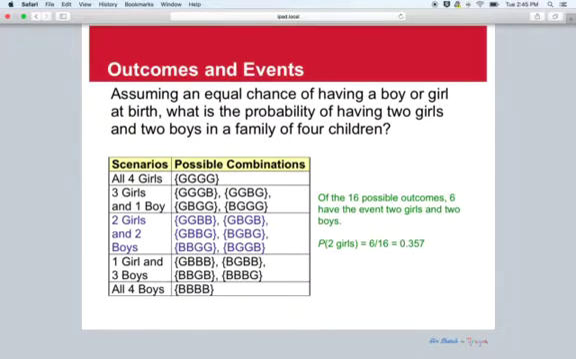There are six ways to have two girls and two boys. There are four ways to have one girl and three boys, and there is one way to have all four boys. So that gives us 16 possible outcomes. The question is asking about the probability of having exactly two girls, so we just count up, and in this case that's these six here. So the probability of two girls is 6 out of 16, or 0.375.